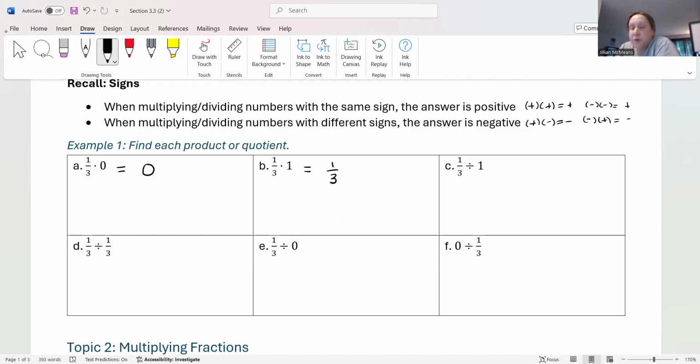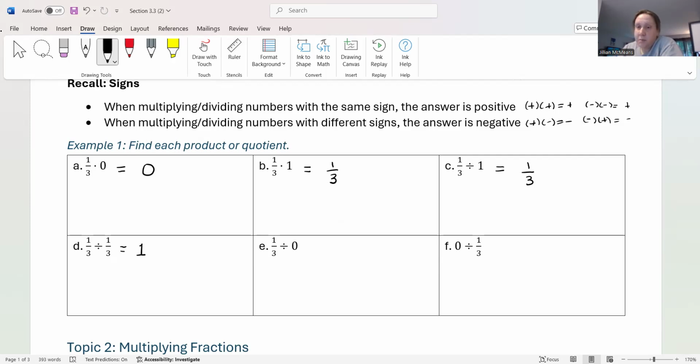All right. Next, for part C, we have 1/3 divided by 1. So this is one of the division properties of 1. And we state that regardless of the number, you could take any number, and if you divide it by 1, you just get that number back. So 1/3 divided by 1 is 1/3. Next, we have 1/3 divided by 1/3. So for part D, we have some number, 1/3, divided by exactly itself, and that's the other division property of 1. We say that if you take any number, divide it by itself, you always get a quotient of 1, okay?